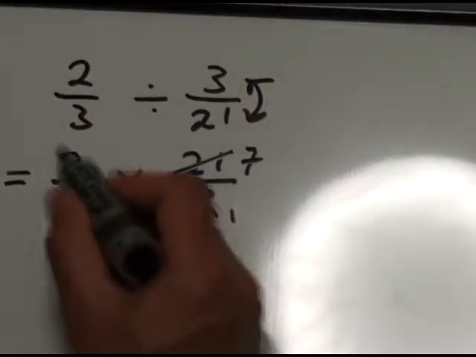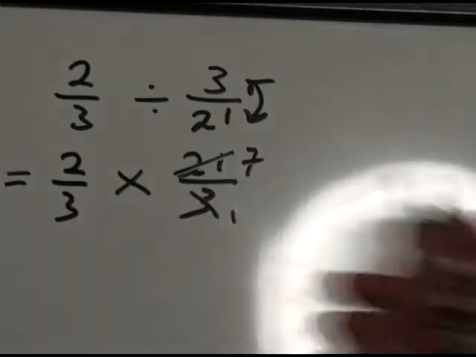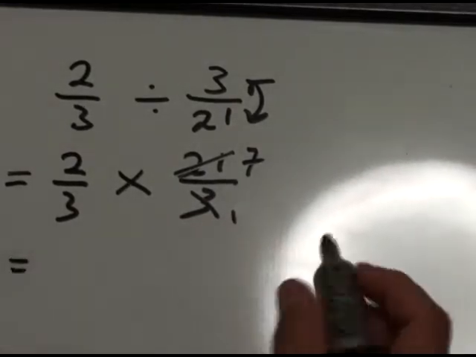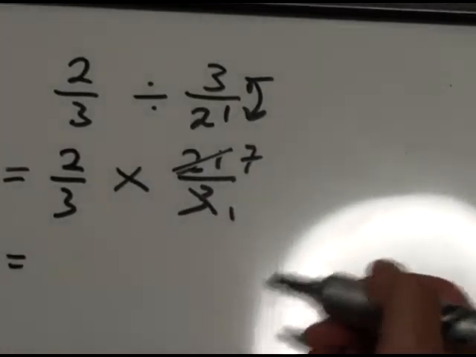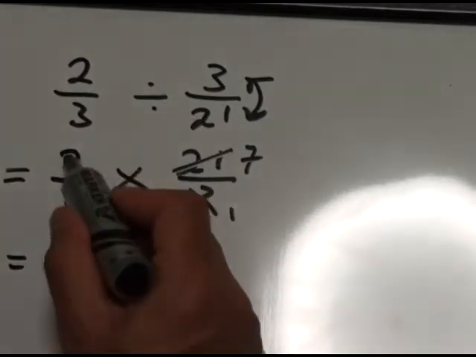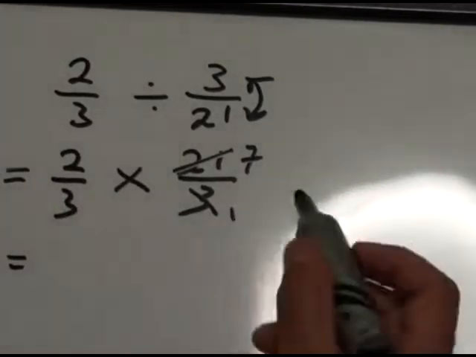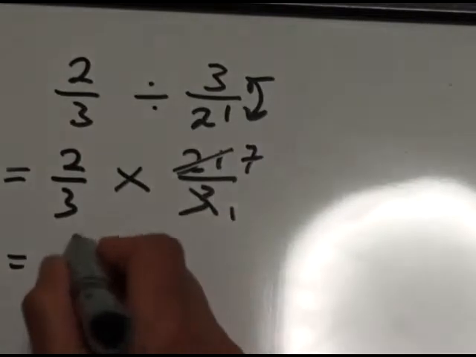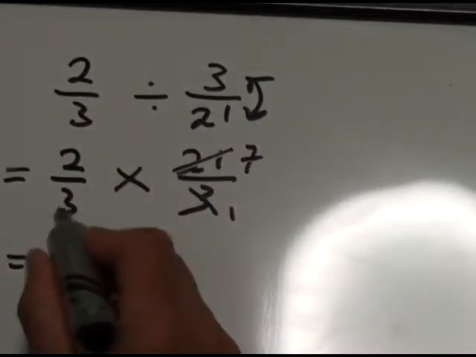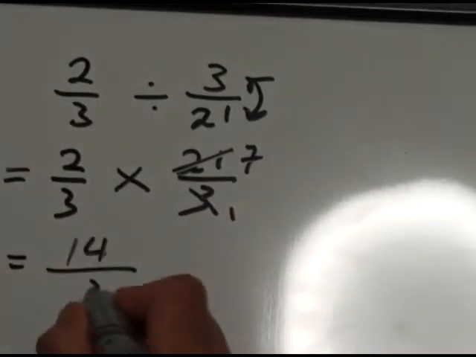I'll have a quick look. Any other numbers I can cancel? There are no other numbers I can cancel. So now I can write my answer. I now can multiply the top with the top and the bottom with the bottom. 2 times 7 is 14, divided by 3 times 1 is 3.